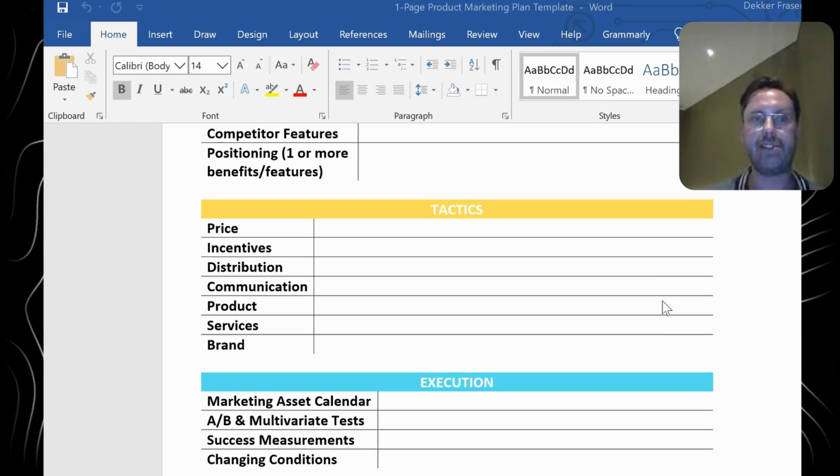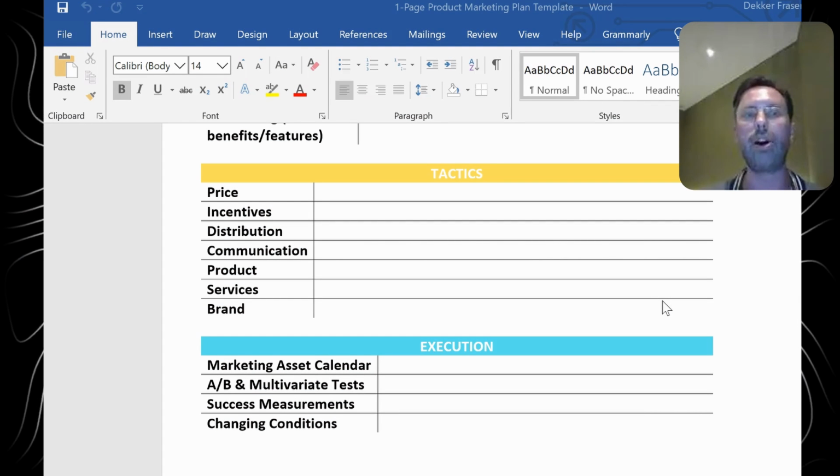Next, we get into the tactics. There are basically 7 marketing tactics, not the 4 Ps. That's a little bit of an archaic model, but this is a more modern version.